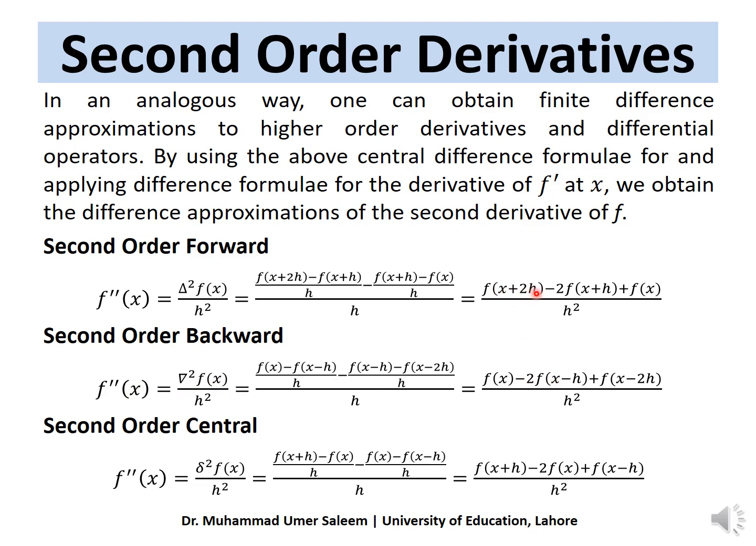Here is a mistake, it should be x minus 2h. Again I will correct that in the PDF file. So it will start from x, and as you reduce by one step each time, here 2h is missing. It should be f of x minus 2h.